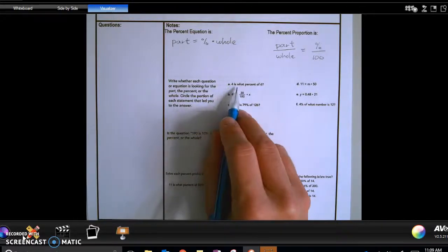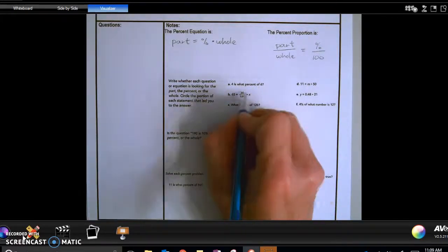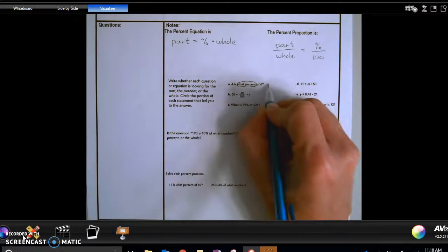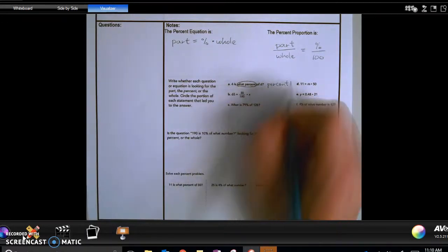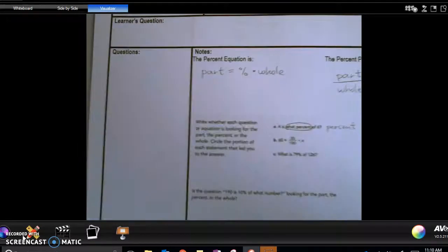So 4 is what percent of 6? What is our key word that lets us know what we're looking for? So this tells me that I am looking for what percent. So percent is the missing piece we're going to find in this case. This is very tiny. Let's make this bigger for you.